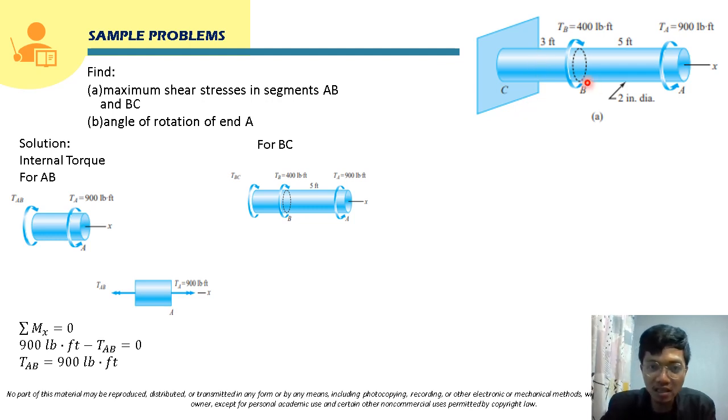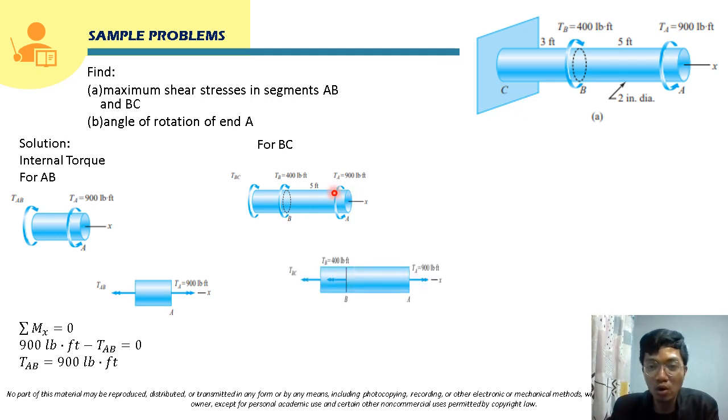So there will be a torque here of 100 pound-feet, and then the TA, or 900 pound-feet torque. Here, class, there will be an internal torque where we cut segment BC. So this will be the internal torque at segment BC. We have to solve this using the equilibrium equation. Also, class, for these torques, we can represent them as double-headed arrows.